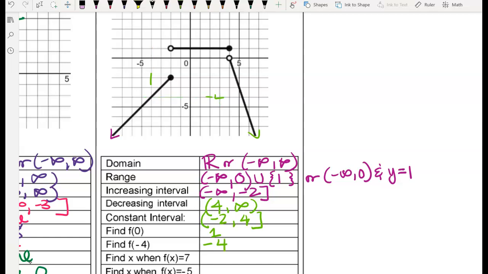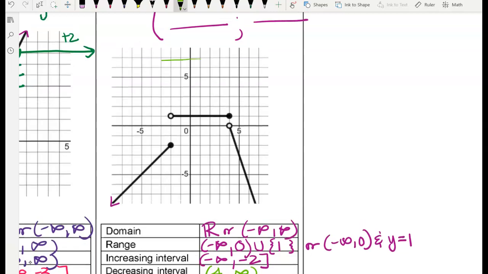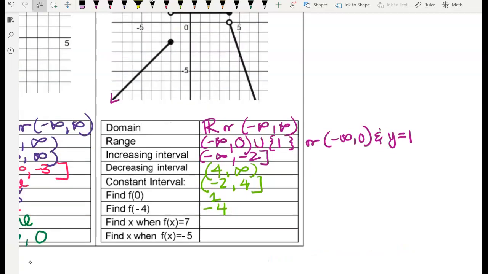Find x when y is 7. All right, let's see. 7 is up here. There's nothing up there. There's no flat piece. There's no increasing piece. There's no constant piece. So the answer is none. Remember, the graph has to intersect, okay, for us to have an answer.